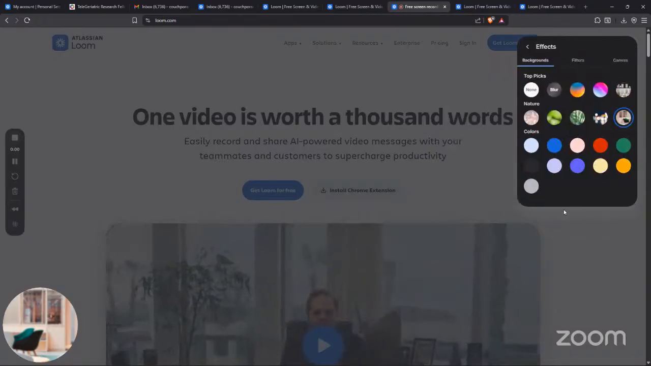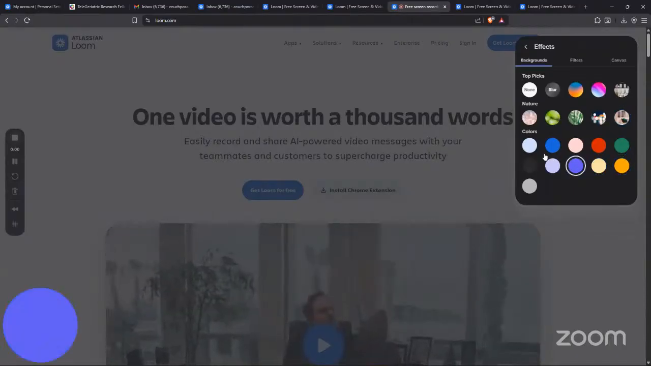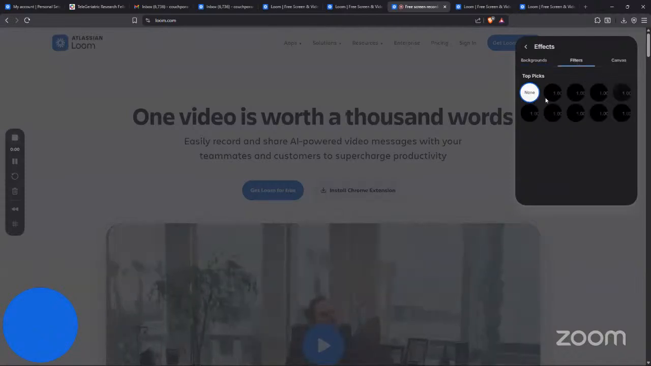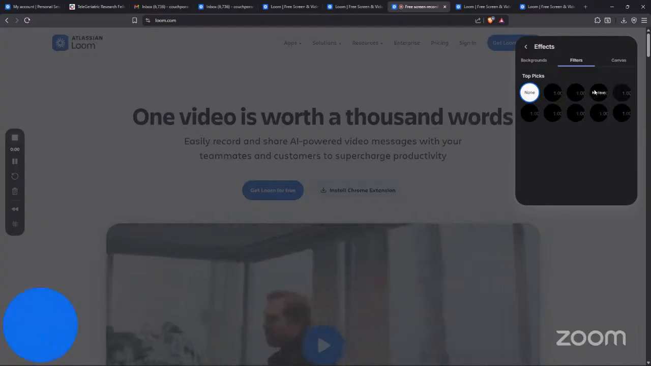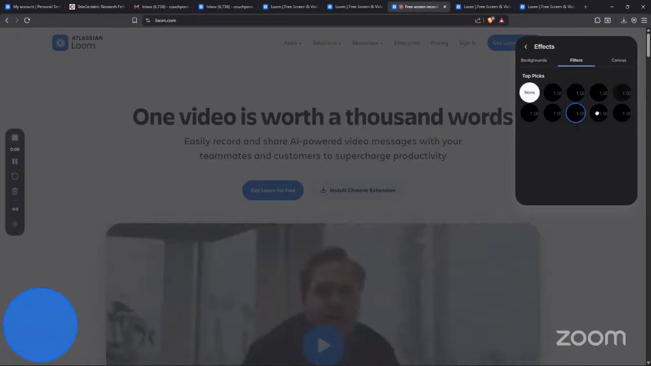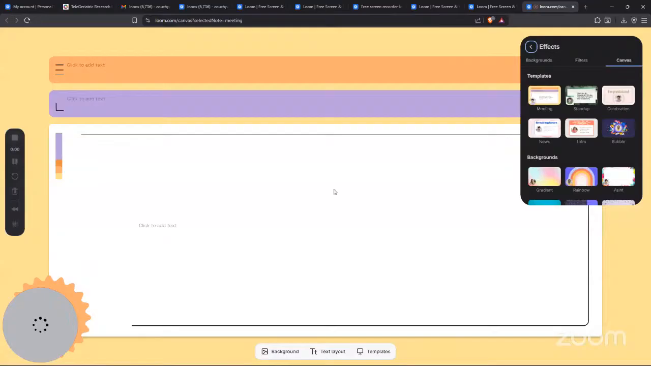And then you have effects as well, which is for the camera over here. So you can put the effects, and you can also add filters for your camera. So yeah, it's actually meant to show a background, and as well as canvas. So you can actually type out a particular thing and it'll show you canvas. So there you go. And you're meant to be over here.